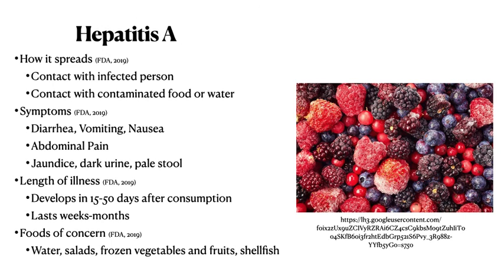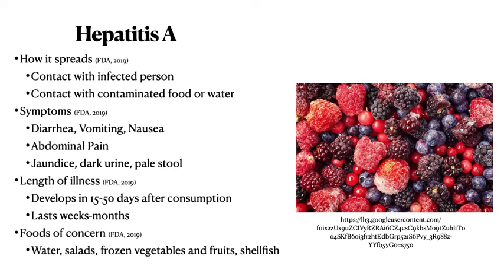The second of the big 6 pathogens is hepatitis A. Hepatitis A spreads through contact with an infected person or through contact with contaminated food or water. The symptoms of hepatitis A are diarrhea, vomiting, nausea, abdominal pain, jaundice, dark urine, or pale stool.